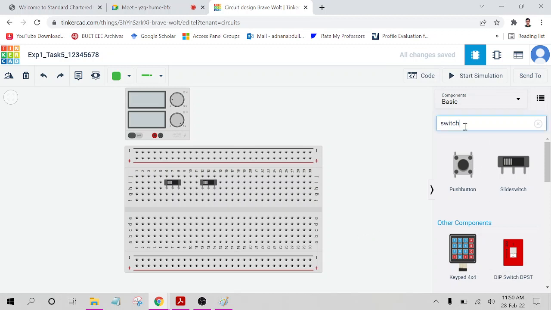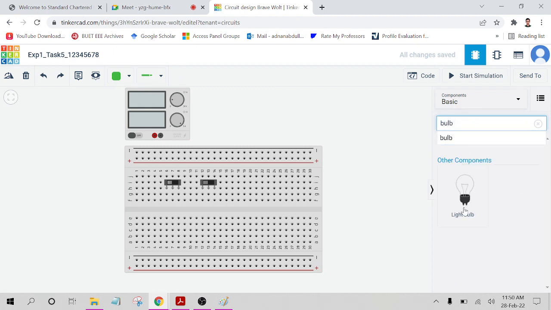And the last one is bulb. Search for bulb and place the bulb here. That's it.